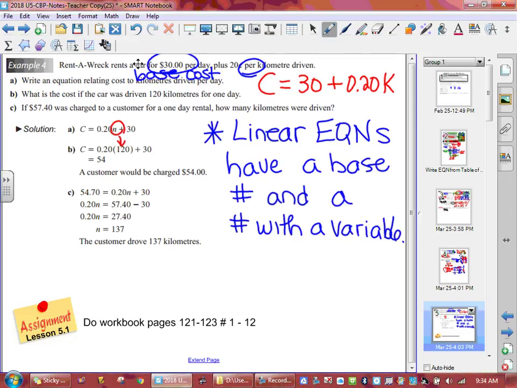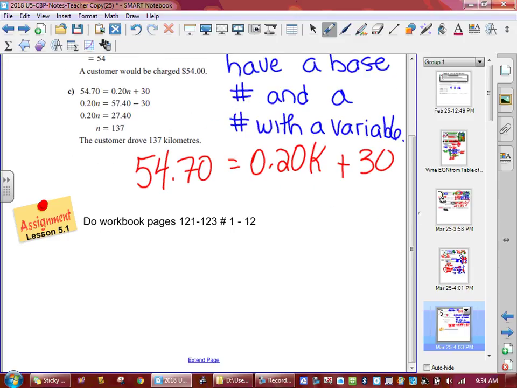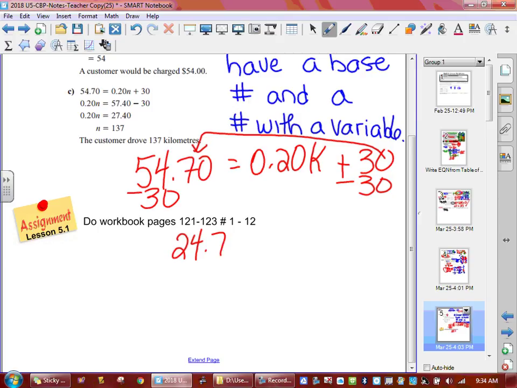So we get 57.40 equals 0.20 X or N if you want. I use kilometers, plus 30. We're back to a normal linear equation. So now we take 30 to the left. How do I take 30 to the left? Subtract 30. Good. And subtract 30. So now I'm going to get $24.70 equals 0.20 kilometers. I want to get this variable by itself. What do I have to do now?